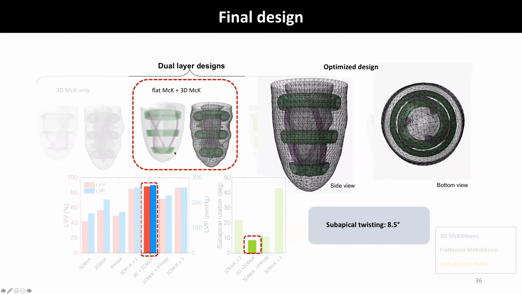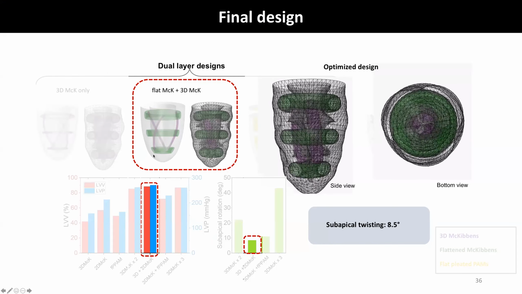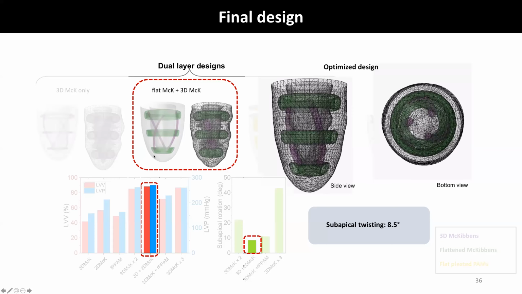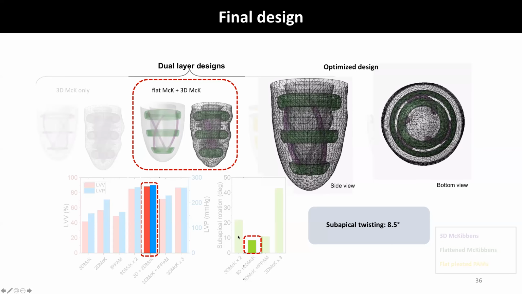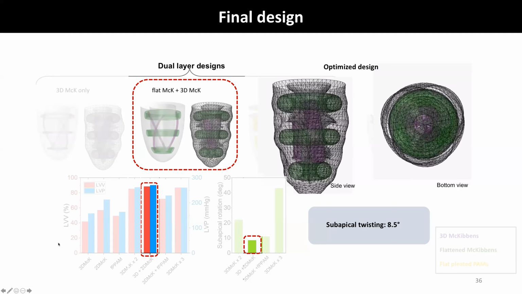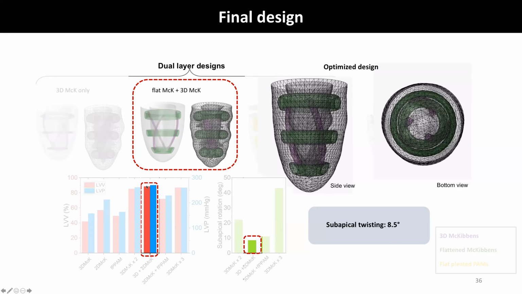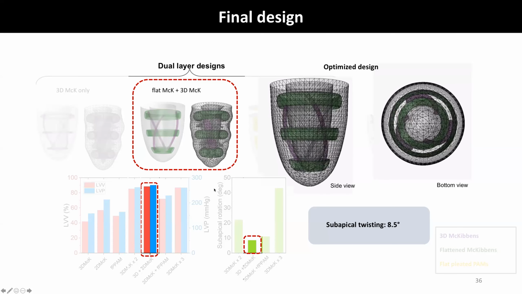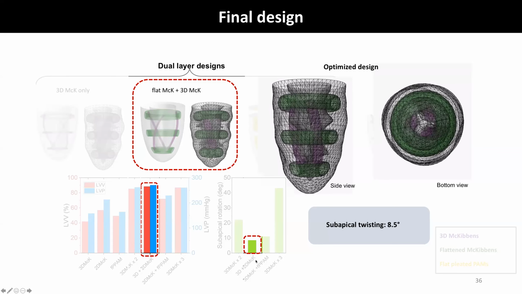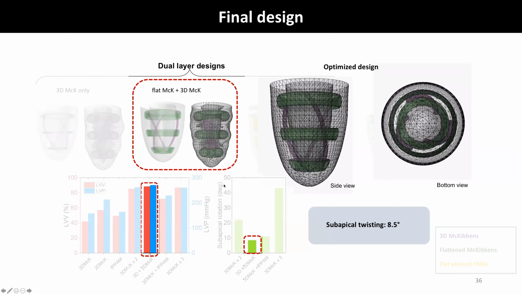We had two layers, one circumferentially placed and one helically oriented, so you could recreate both the twisting motion and the compression motion. With this design, which was screened against multiple other designs, you could get a left ventricular volume displacement of over 80%, and you could get a subapical rotation of about 8 degrees.